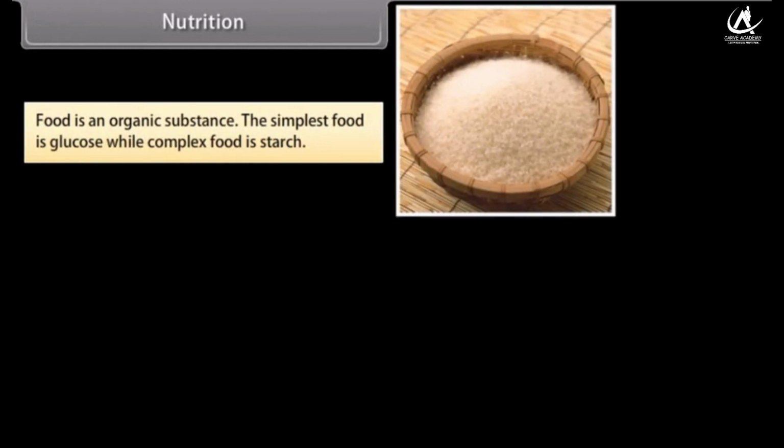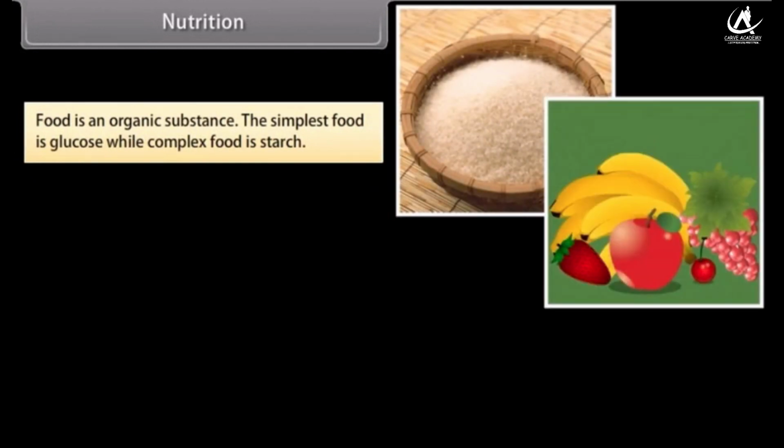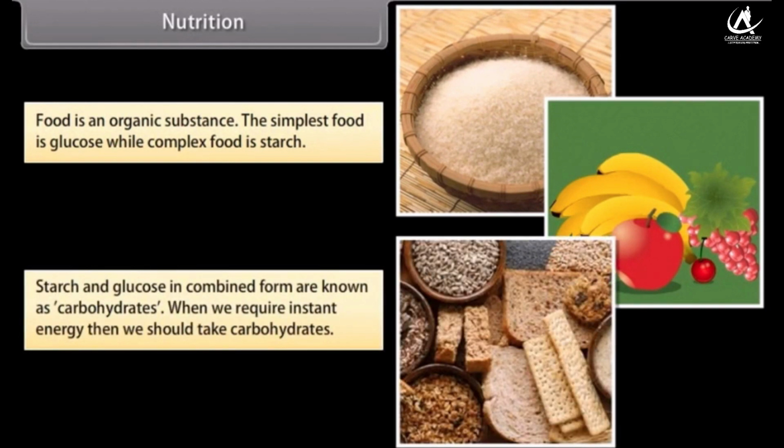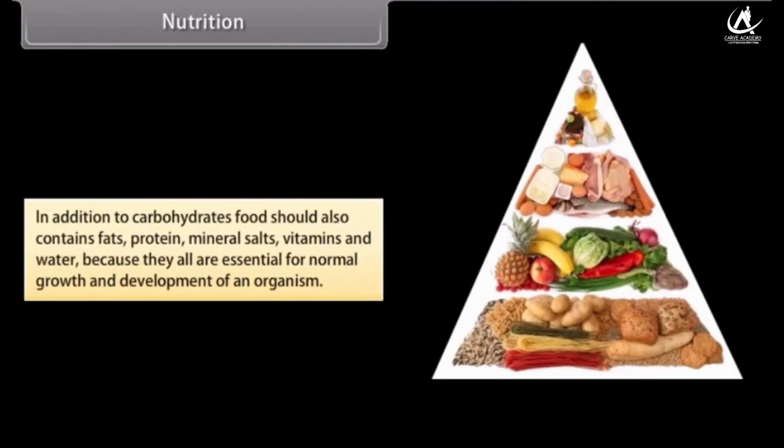Food is an organic substance. The simplest food is glucose, while complex food is starch. Starch and glucose in combined form are known as carbohydrates. When we require instant energy, we should take carbohydrates. In addition to carbohydrates, food should also contain fats, protein, mineral salts, vitamins and water, because they all are essential for normal growth and development of an organism.